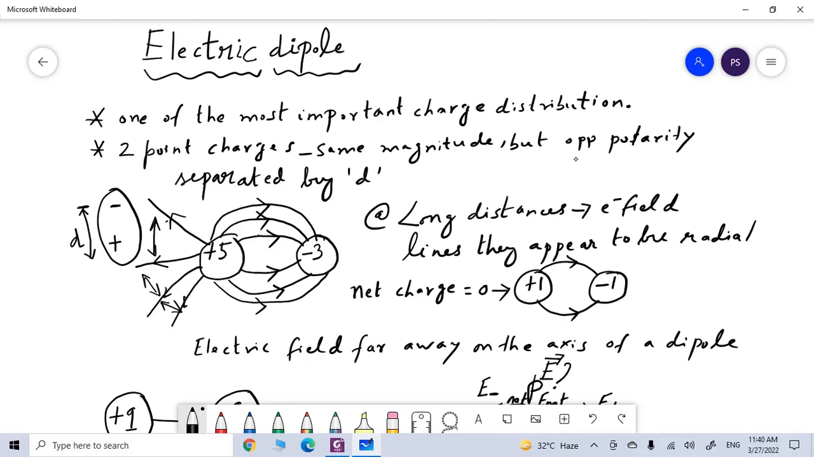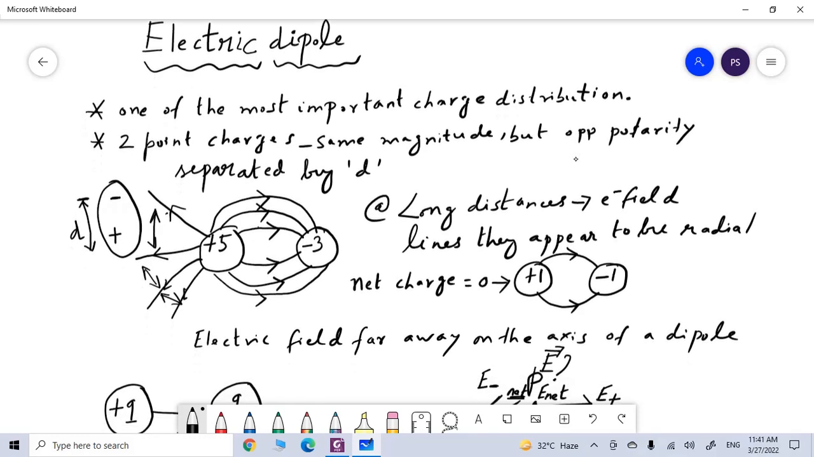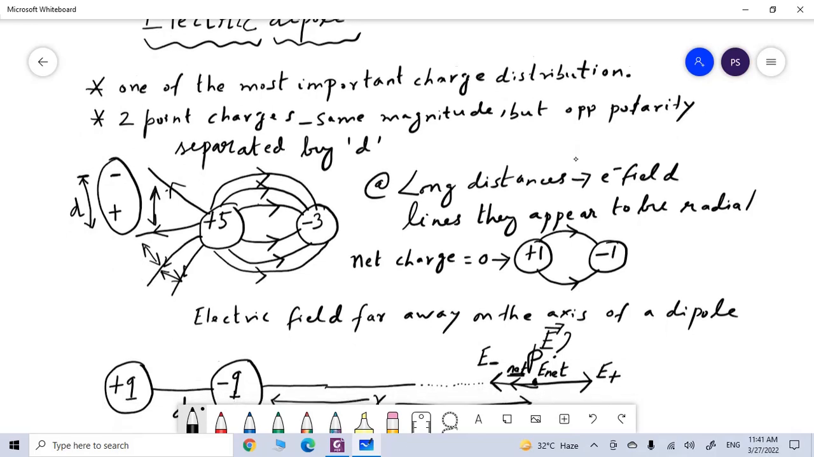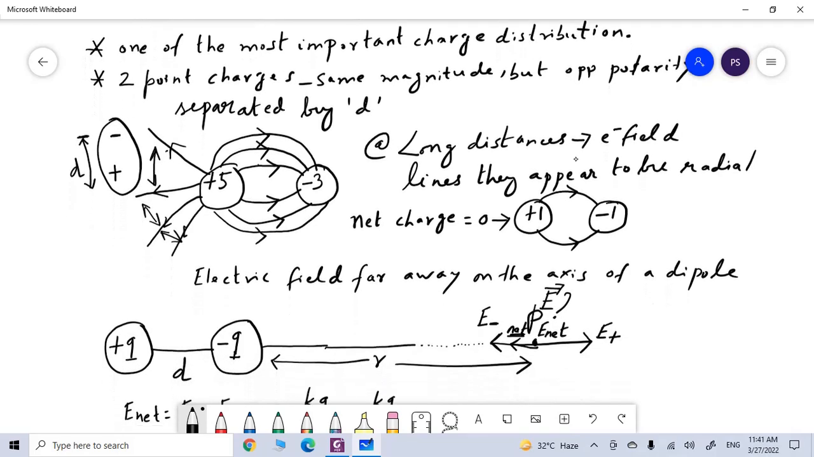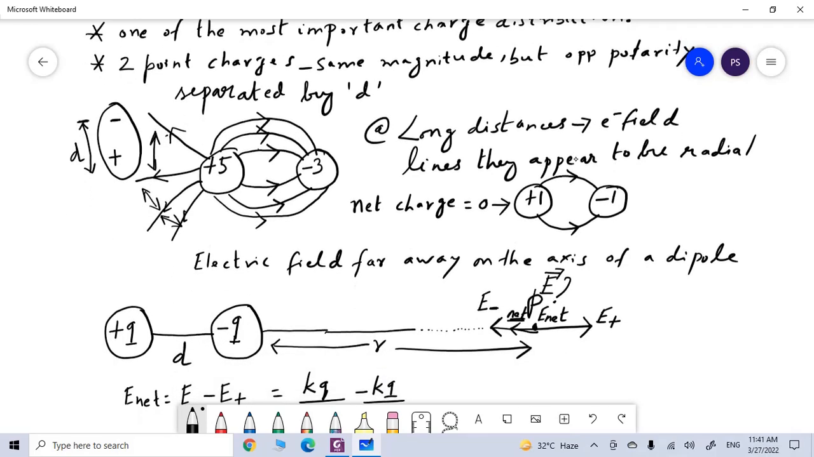The next question we need to ask ourselves is, can we calculate this electric field? Yes, of course, we can calculate the electric field. That's exactly what we are going to do in this video. We are going to see what the electric field of a dipole is along the axis of the dipole. Then in the next video, we shall see whether we can compute the electric field at the equatorial point.